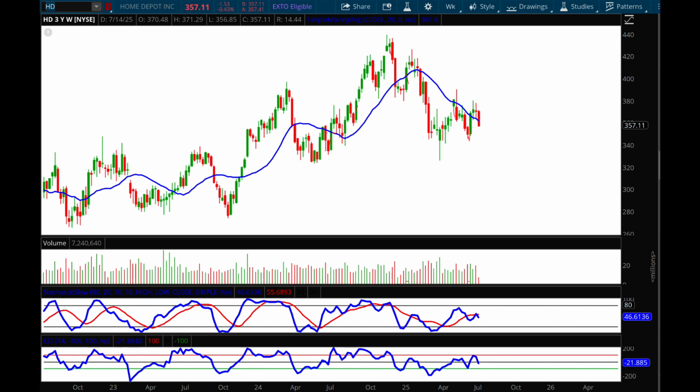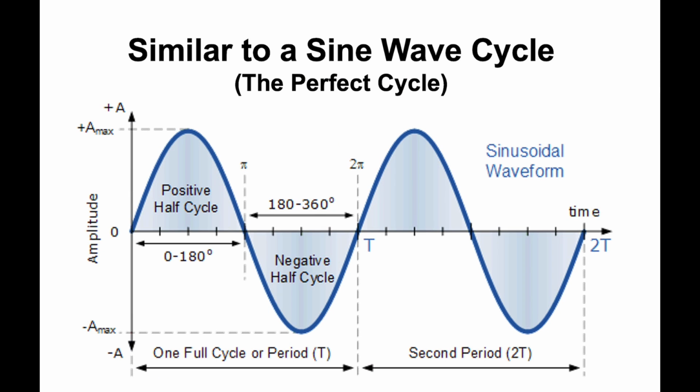In order to understand how cycles work, we have to go back and recall some of what we learned in science class many years ago, where the teacher may have showed you this sine wave cycle. This is a perfect cycle where we have the half cycles on more or less a timeline. And when we're looking at charts, you have to understand that we use oscillating indicators. We use the commodity channel index. We also use the stochastic oscillator, and we use those to generate buy and sell signals.